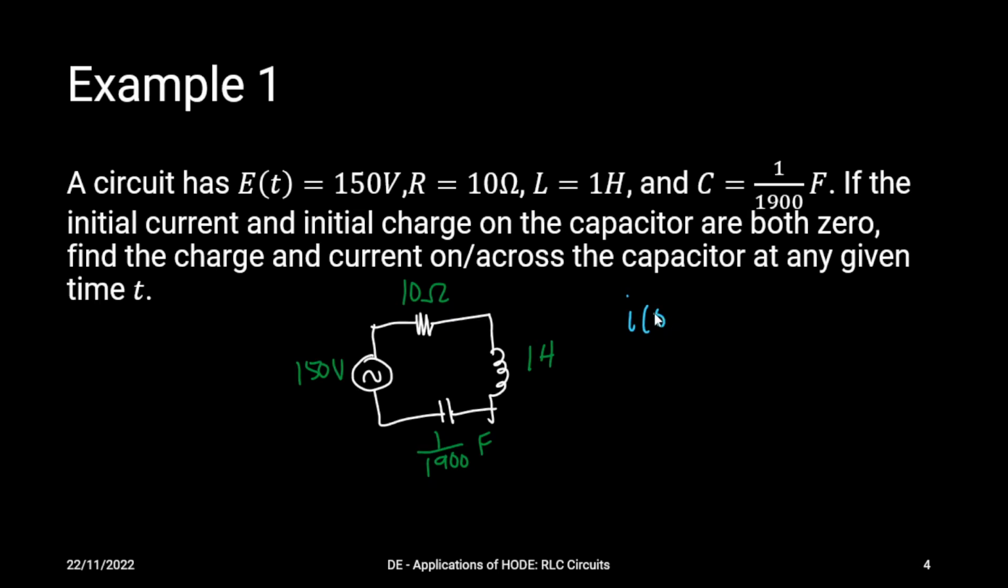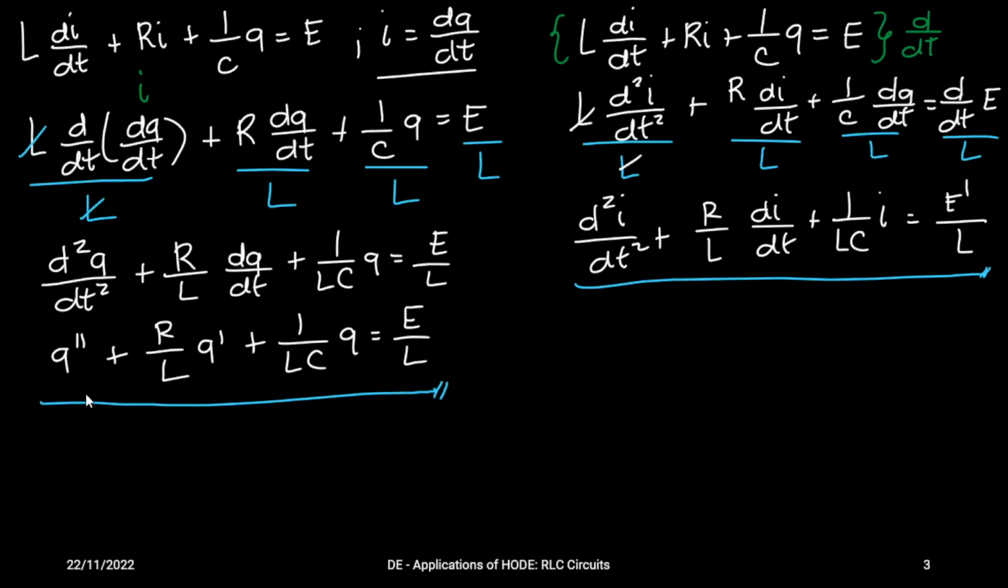meaning the initial is equal to zero and for the current and for the charge it is also zero. Find the charge and the current on or and across the capacitor at any given time t. So we're just asked to find for the particular solution, no? So ano yung particular solution ng differential equation na involved dito sa ating system. Okay, so let us model, no? So we have ano ang gagamitin natin dito? So parehas, no? But we can first compute for Q, no?